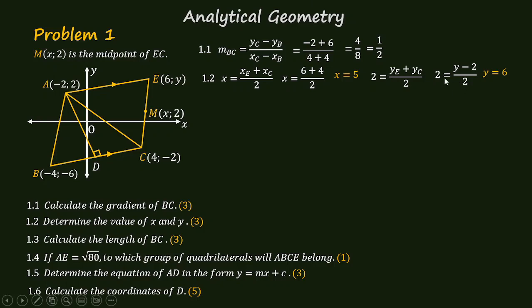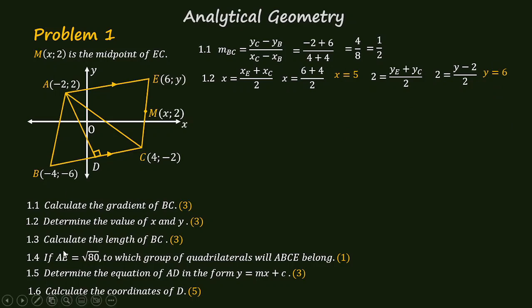So 2 times 2 gives you 4, and then you take -2 to the other side, it will be positive, so it will be 4 plus 2, which will be 6. So the x value is 5 and the y value is 6.